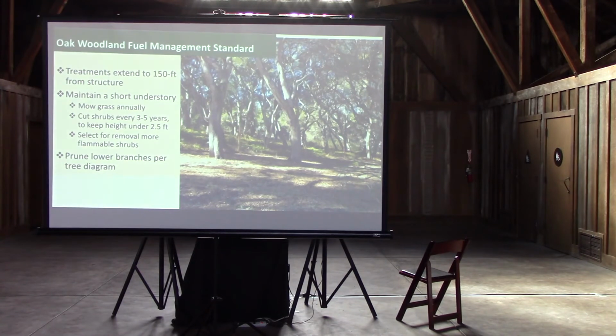So this treatment also goes out for 150 feet. And again, the main message is keep your shrubs short underneath the oak woodlands. If there is grass next to a home, you need to mow it, including the grass underneath the canopies. You want to make sure your shrubs are less than 2.5 feet in height, and typically that's every 3 to 5 years as a maintenance regime. And you always do have choices as to which shrubs to remove. The standards have a good list of ones that are typically better than others to retain, so look for those. Remove the ones that are most flammable.